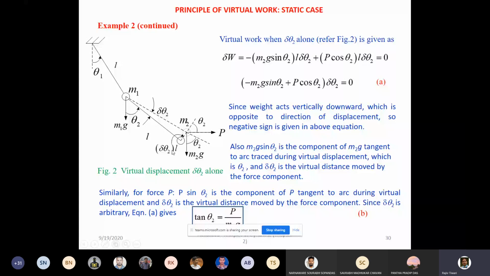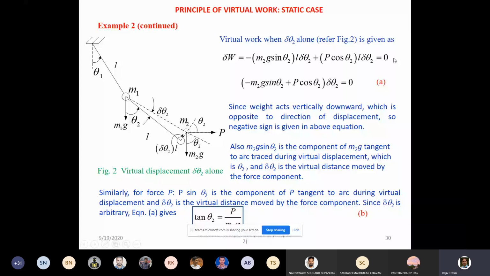Then P has a component in the tangential direction, P cos theta 2. So this is the force P cos theta 2, and this is the virtual displacement L delta theta 2, the same displacement. This is the positive virtual work. There are only two forces here, because when we are giving delta theta 2, m1g is not doing any work, since there is no movement of this particular force, so it will not contribute here. And we know that the virtual work is equal to 0.